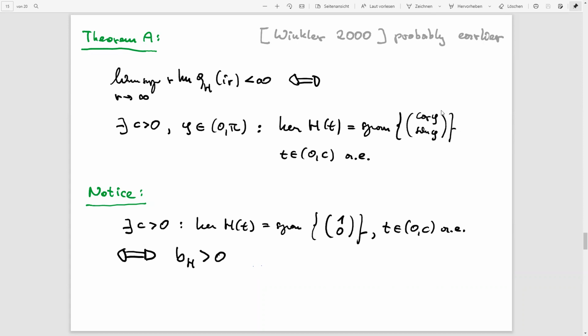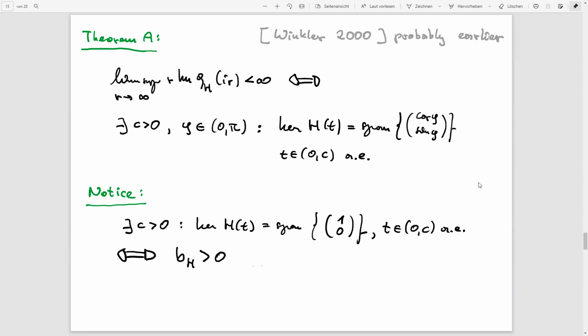Not in an arbitrary direction, but only in a direction which is not the one which is written down here. So this is equivalent to having a finite spectral measure, and just for completeness, to settle once and for all this silly exceptional case of the linear term. To have a linear term in the Weyl function is equivalent to there existing an interval in the beginning where the kernel of the Hamiltonian is equal to this.